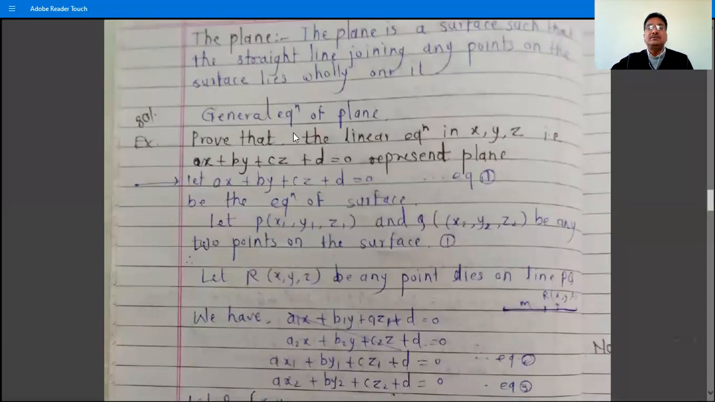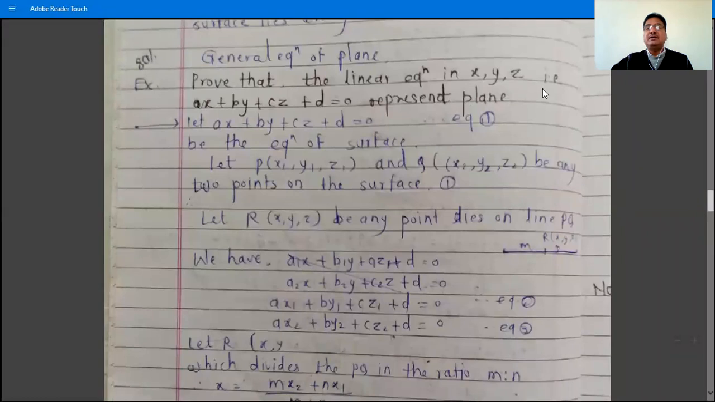The first form is the general equation of plane. So the question is, prove that the linear equation in x, y, z, that is ax plus by plus cz plus d is equal to 0. This is the linear equation. The power of x, y, z in each term is 1. That is a linear equation. This is the constant term. So ax plus by plus cz plus d is equal to 0 is a linear equation in x, y, z. We have to prove this equation represents a plane.